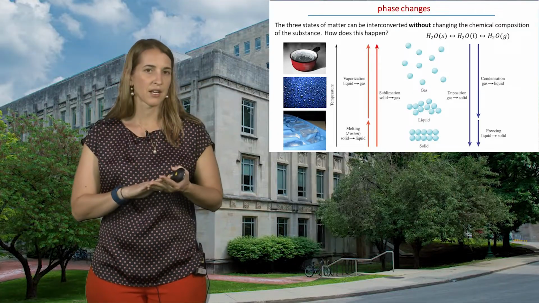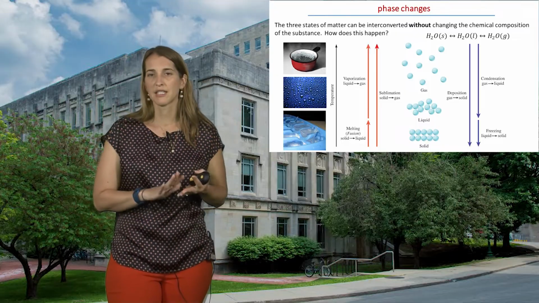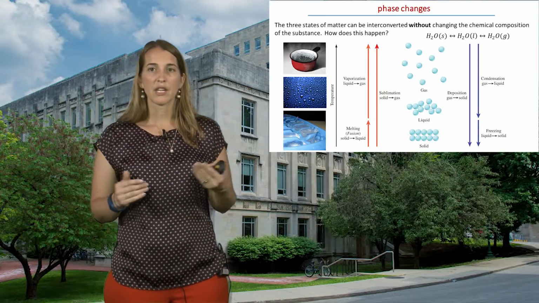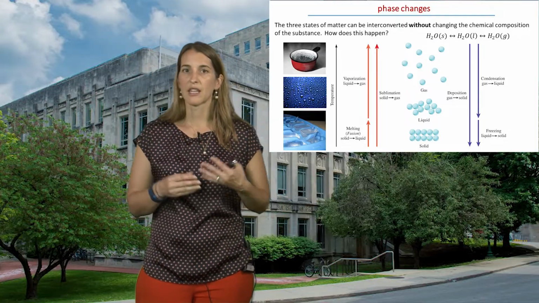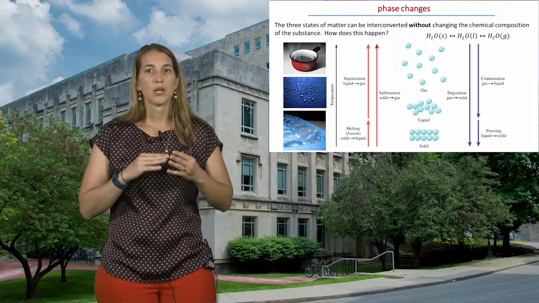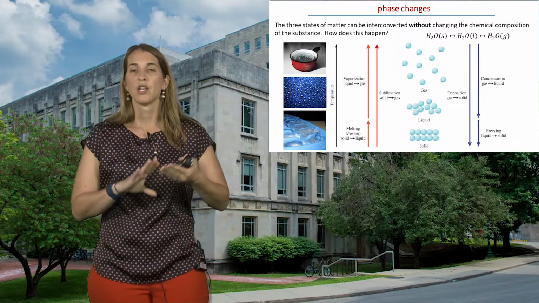All right, so phase changes then are when you go between those states. Those three states are the basic ones that we talk about in this class: the solid, liquid, and gas. And these can be converted without, keyword there, changing the chemical composition. You change how they're interacting with each other, but chemically you're not changing what you have.